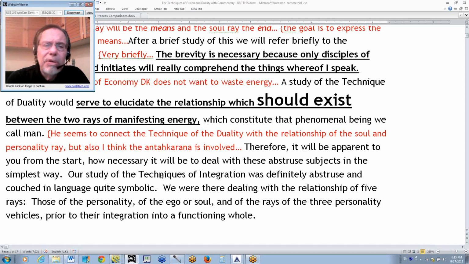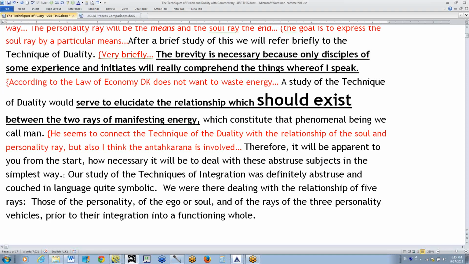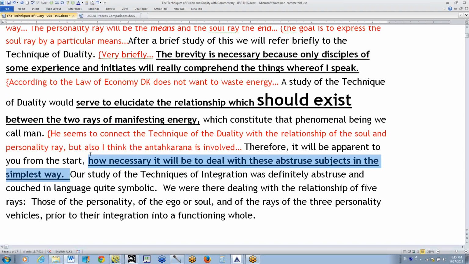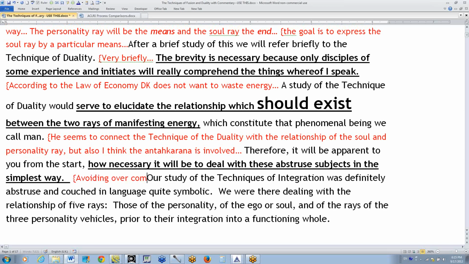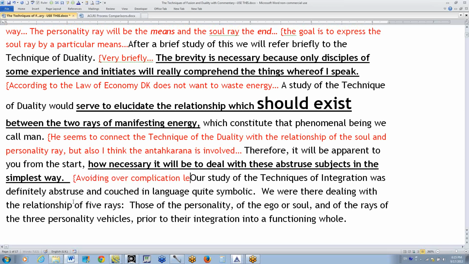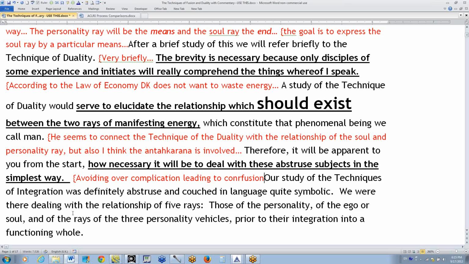Therefore, it will be apparent to you from the start how necessary it will be to deal with these abstruse subjects in the simplest way. I think what DK wants to avoid is overcomplication, which can lead to confusion.